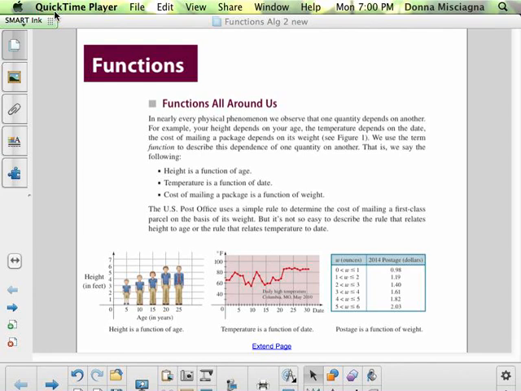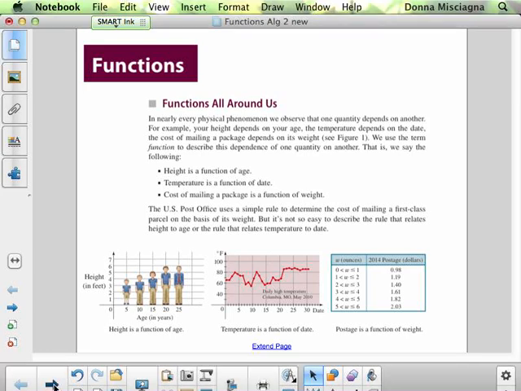Now, some of these have nice simple rules and some of these relationships don't. The U.S. Post Office uses a simple rule to determine the cost of mailing a first-class parcel on the basis of its weight, but it's not so easy to describe the rule that relates height to age or the rule that relates temperature to date. We will focus on the functions where it's a little easier to write the rule most of the time.